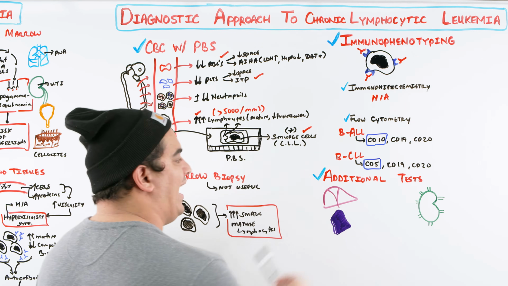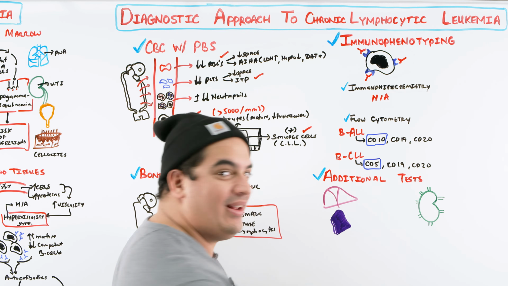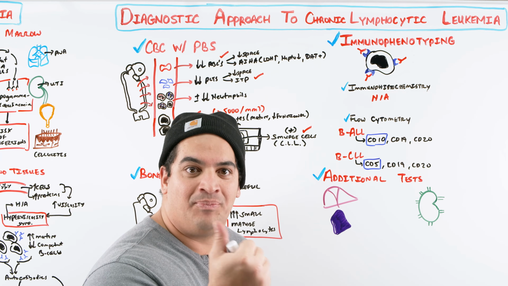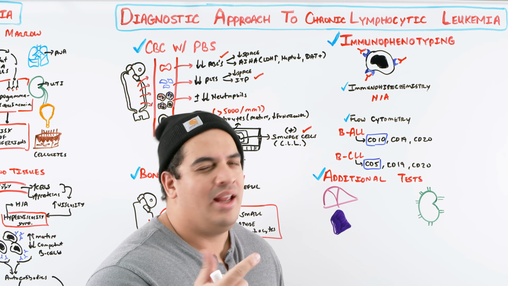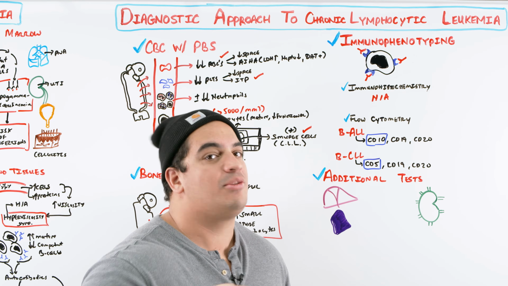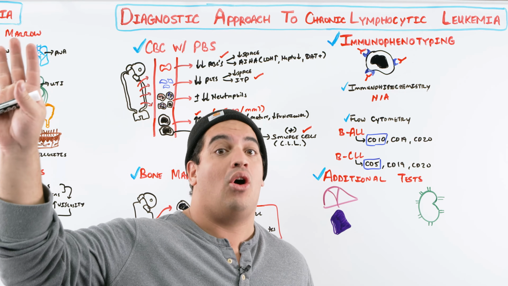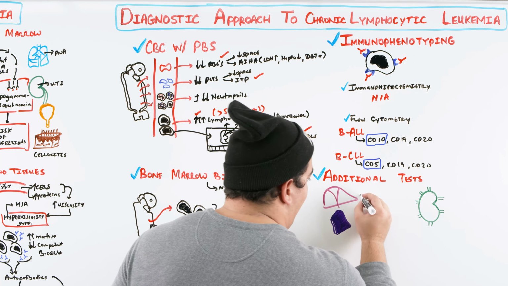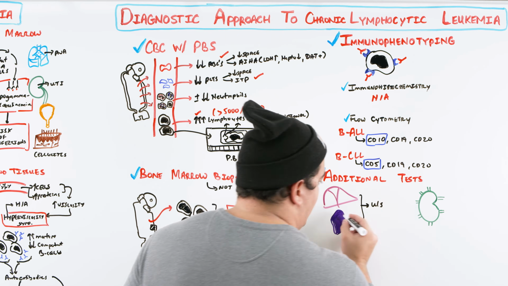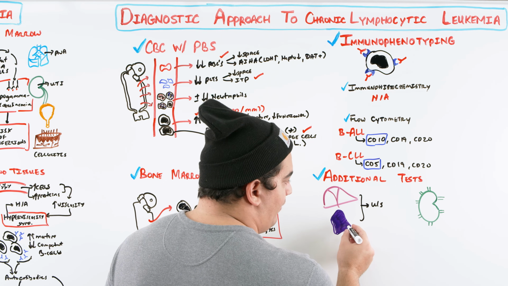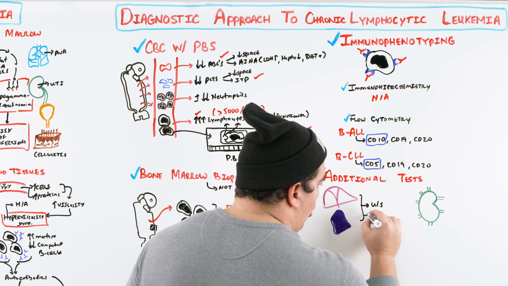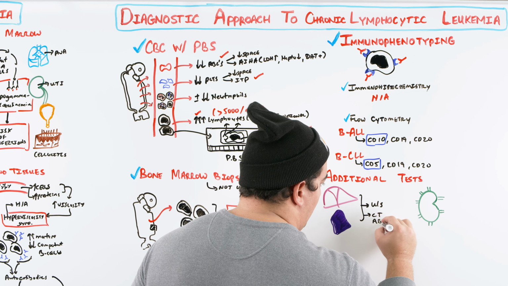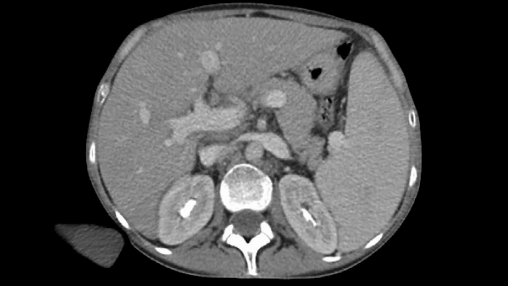Just like we said in ALL, they also have hepatosplenomegaly. So ALL has hepatosplenomegaly, CLL has hepatosplenomegaly, and CML only has splenomegaly. There's no hepatosplenomegaly at all in AML. But if we wanted to find hepatosplenomegaly, we could do an ultrasound of the spleen or the liver, or the right upper quadrant, or we could do a CT of the abdomen to find that.